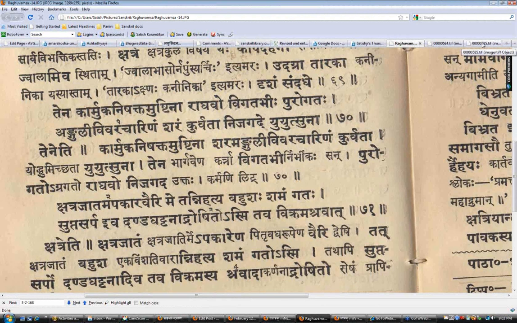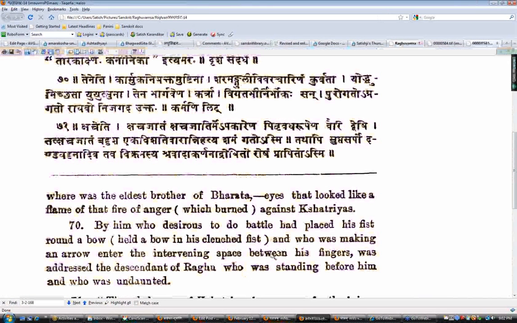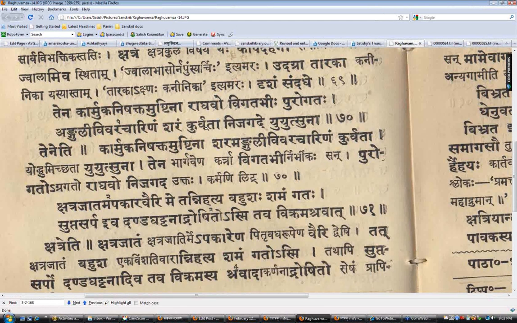So attached. Sang, you know word Sangha, right? It's an attachment. Correct, Sangha, yeah. Because Shakta. And who was making an arrow enter the intervening space between his fingers. That is the making. That was the Anguli. Making. Kurvata. Sharam is of course the arrow. Sharam is a Visheshanam, which is Angli Vivara Charinam. So he was making his arrow move Charin between the space Vivara of his fingers. So that is that, Angli Vivara Charinam.